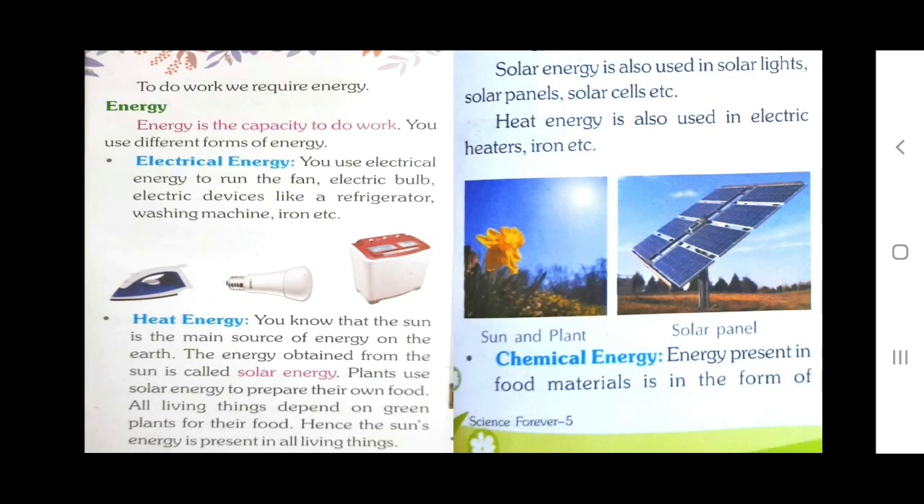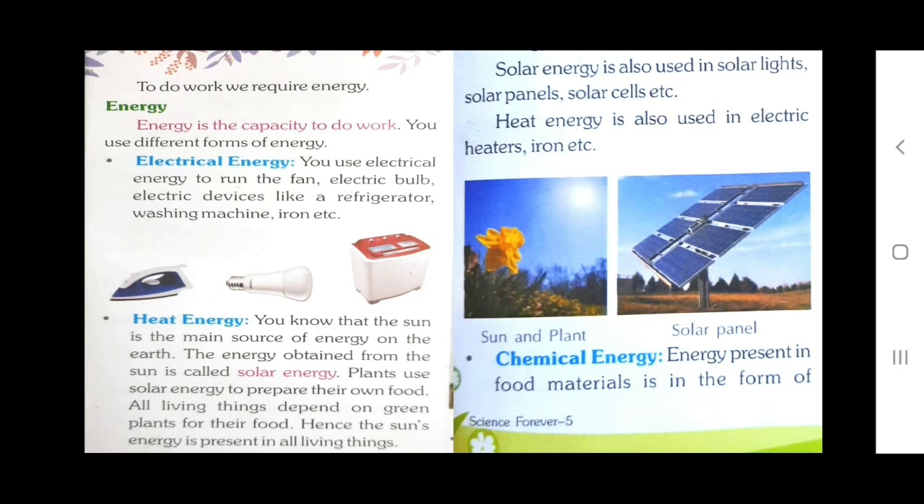Next type of energy is heat energy. You know that the sun is the main source of energy on the earth. The energy obtained from the sun is called solar energy. Plants use solar energy to prepare their own food. All living things depend on green plants for their food. Hence, the sun's energy is present in all living things.